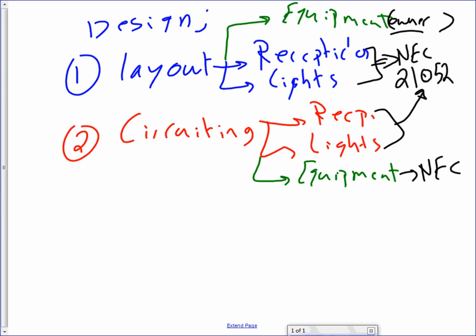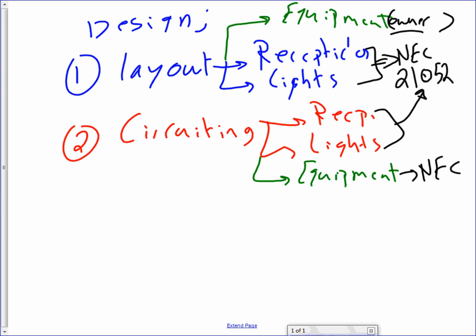Any comments, any questions about the concept of design? The concept of design: first, you need to lay out receptacles, lights, and equipment based on NEC 210.52, layout and circuiting. Then we need to circuit them. And that's what you guys are going to be doing with your friend Chad. Any comments, guys, about these concepts before we go ahead and start?